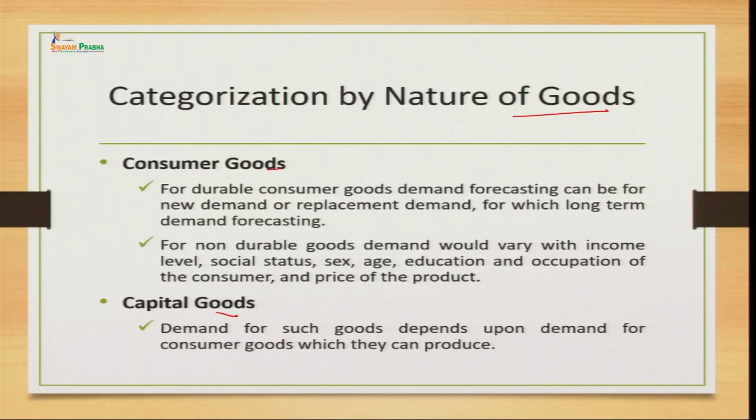And usually for consumer goods, we have two categories of good. We have durable consumer goods and non-durable consumer goods. Durable consumer goods are those goods which can be used for a longer period of time, and for this purpose we usually take those methods into consideration which focus on long term forecasting.